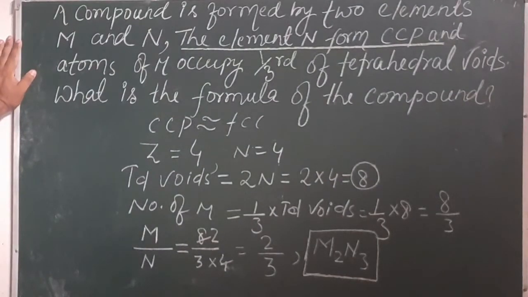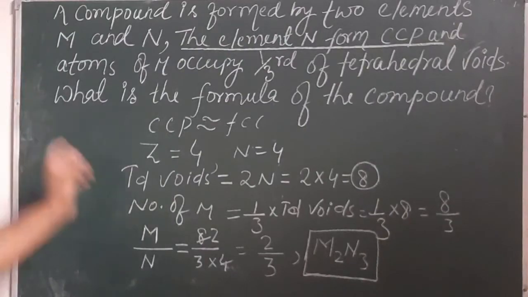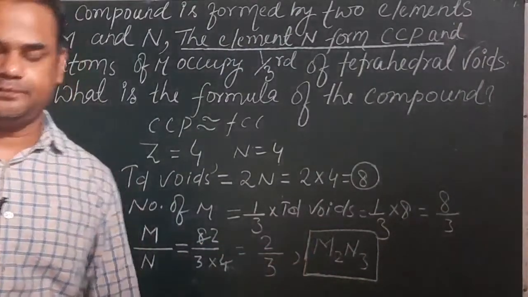A compound is formed by two elements M and N. The element N forms CCP. Atoms of M occupy 1/3 of tetrahedral voids. What is the formula of the compound? So the formula of the compound is coming M2N3.